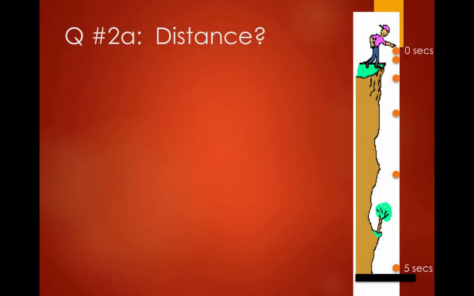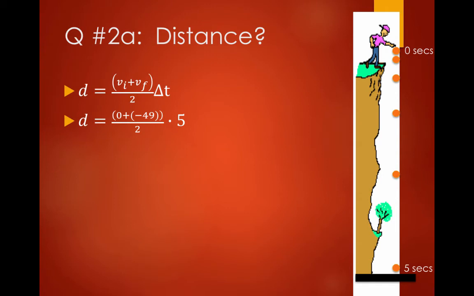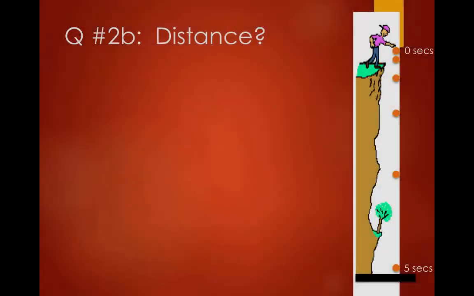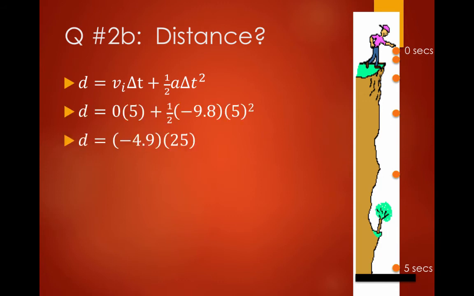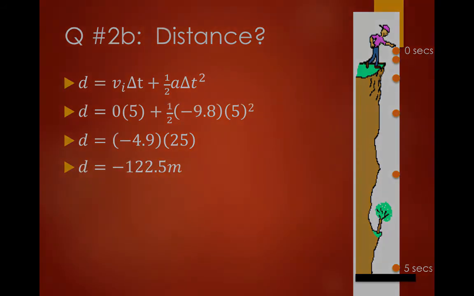Let's solve for distance using equation number 1. D equals V initial plus V final over 2 times T. Sub in initial, final, and time. This makes D equal negative 24.5 times 5, which makes displacement equal to negative 122.5 meters, where the negative sign means down. Using formula 2, D equals VIT plus 1/2 AT squared, we'll sub in our values and we get D equals negative 4.9 times 25, which also makes displacement equal to negative 122.5 meters.